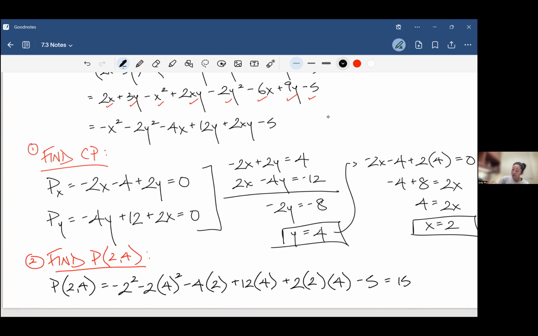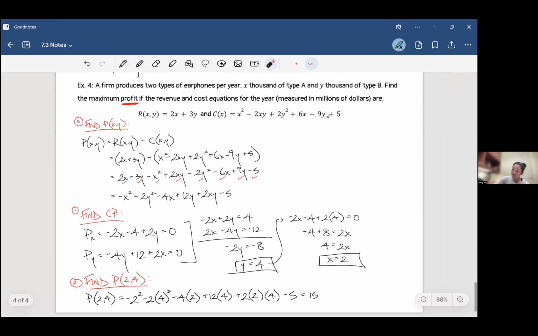Okay. Now the 15, again, that's $15 million. Okay. So your max profit is $15 million.